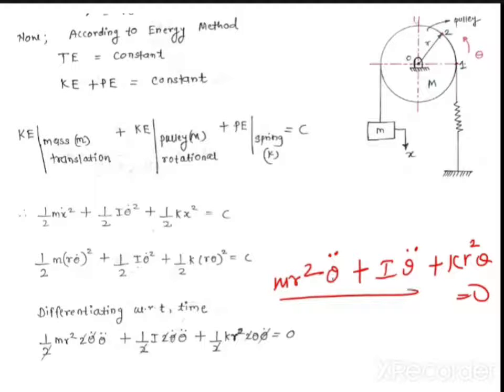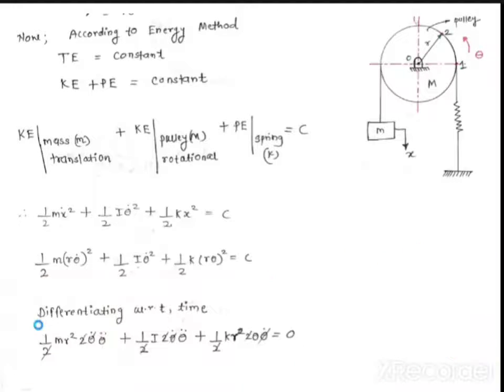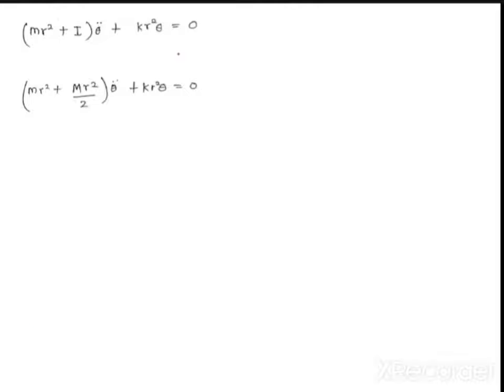So from here again put theta double dot common. You will get m R square plus I. Now remember that this m is very small. So theta double dot plus k R square into theta is equal to 0. Okay, so this is happening over here, and the same I have written here. So now you can see that (m R square plus I) theta double dot plus k R square theta is equal to 0. Now I am putting I.